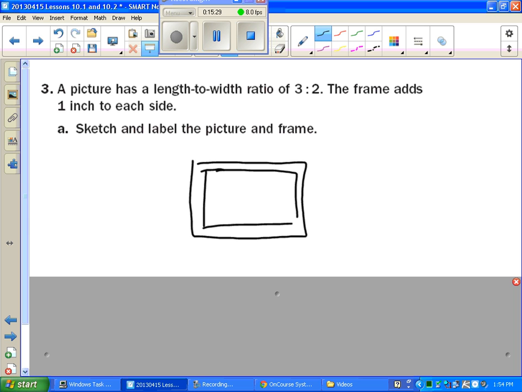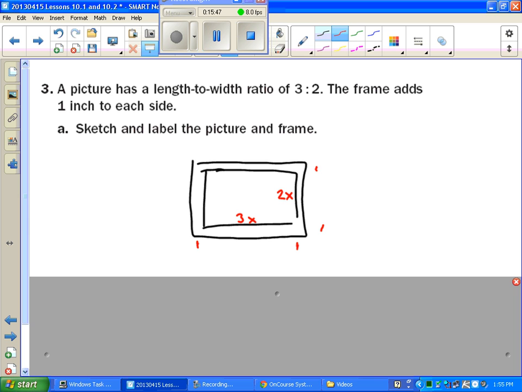But it says its length and width is 3 to 2. So if this is the length down here, it'll be 3 times x. And this one right here will be 2 times x because it's 3 to 2. It says that the frame adds 1 inch on each side. So this is 1 inch here. This is 1 inch. It's 1 inch.